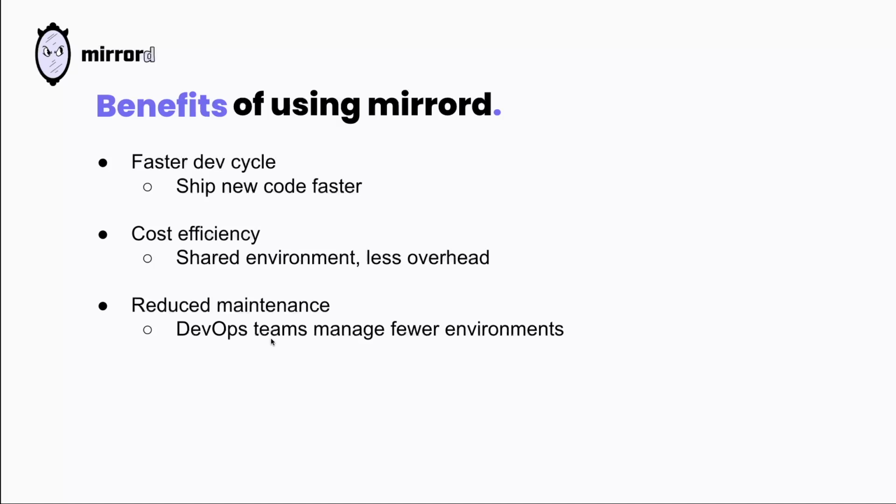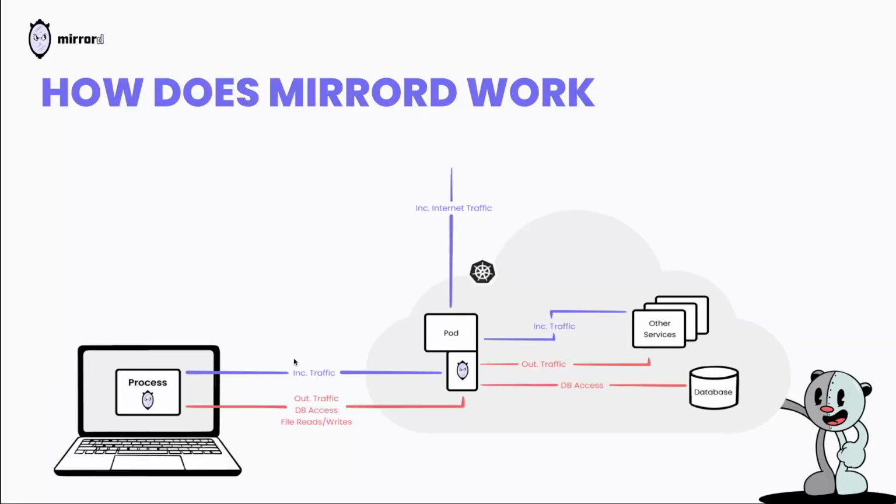The second benefit is that this approach is way cheaper than setting up personal or remote environments for every developer, because in this case, all your developers use one shared staging cluster. And since teams share a cluster, that means DevOps teams or platform teams also have to manage fewer environments because they don't have to individually debug or maintain every developer's personal environment. Instead, they just have to take care of this one shared staging environment, and all developers can connect to it and work using it. Let us take a look at how Mirrord works under the hood.